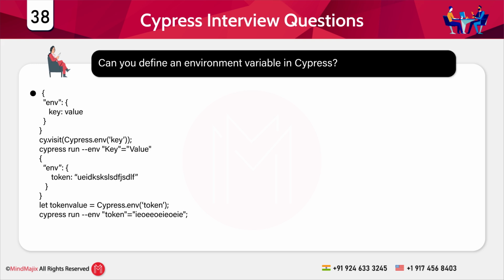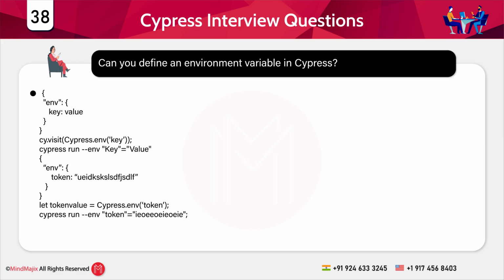And how do you define this? You define this inside curly braces such as env, colon, and another curly braces, where you have to specify key and value. After this, once we have defined them, we can access them in the script just by using the command cy.visit, Cypress.env and then the key. And after this, you have to execute the command cypress run --env, and then specify key equal to value in double quotes.